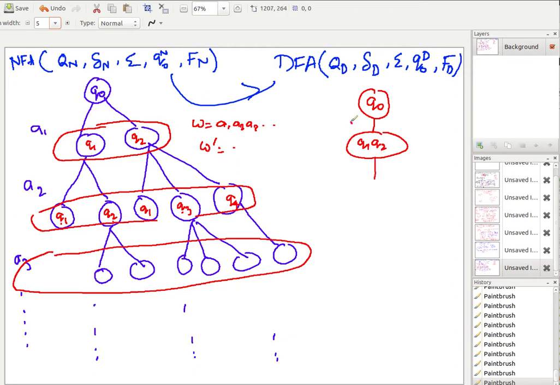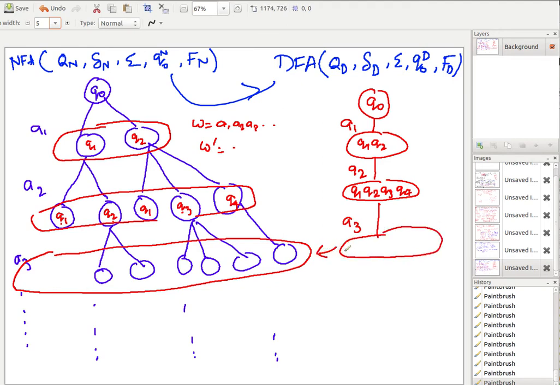So after processing A1, I am actually at this level of the NFA. After processing A2, from Q1, Q2, I reach the possibility of Q1, Q2, Q3 and Q4. Further, if I receive A3, I again go to this, and this is representing whatever distinct states you have here. Now, this is a single state. It is just labeled with a number of different states of the NFA, right?